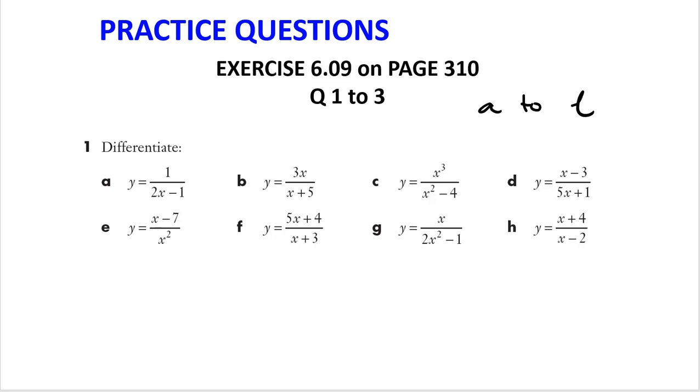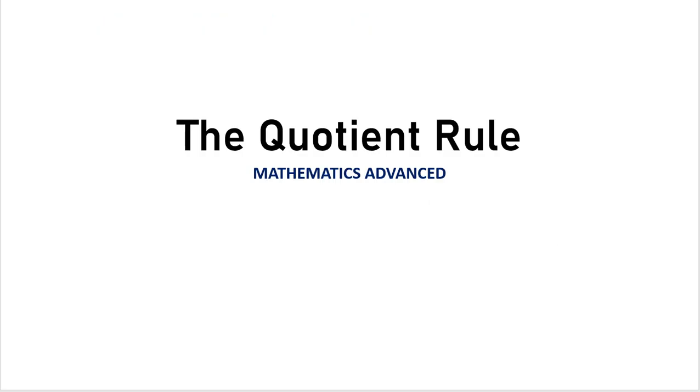Go ahead and try question 1, A to L. You can try some of the ones after that. There's a couple with square roots, but just for today, A to L. And then question 2 and question 3, and see how you go, and send me some questions if you need some more clarification. Have fun with that.